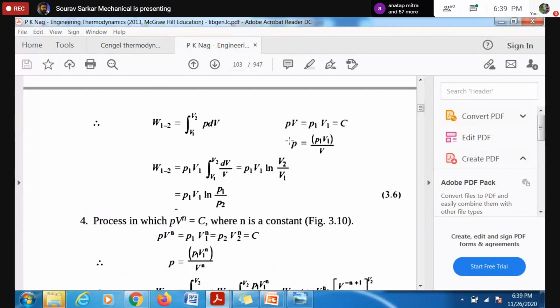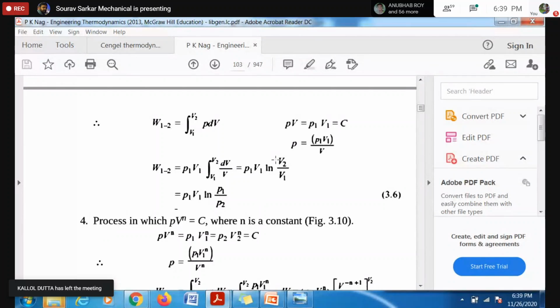You know that PV equal to P1 V1 equal to some constant. So if we take out the constant and put it in place of P, P1 V1 by V will come. P1 V1 equal to constant, so that will go outside the bracket. Finally you have V1 to V2 integration of dV by V. If we integrate it, dV by V will give you ln V2 by V1.